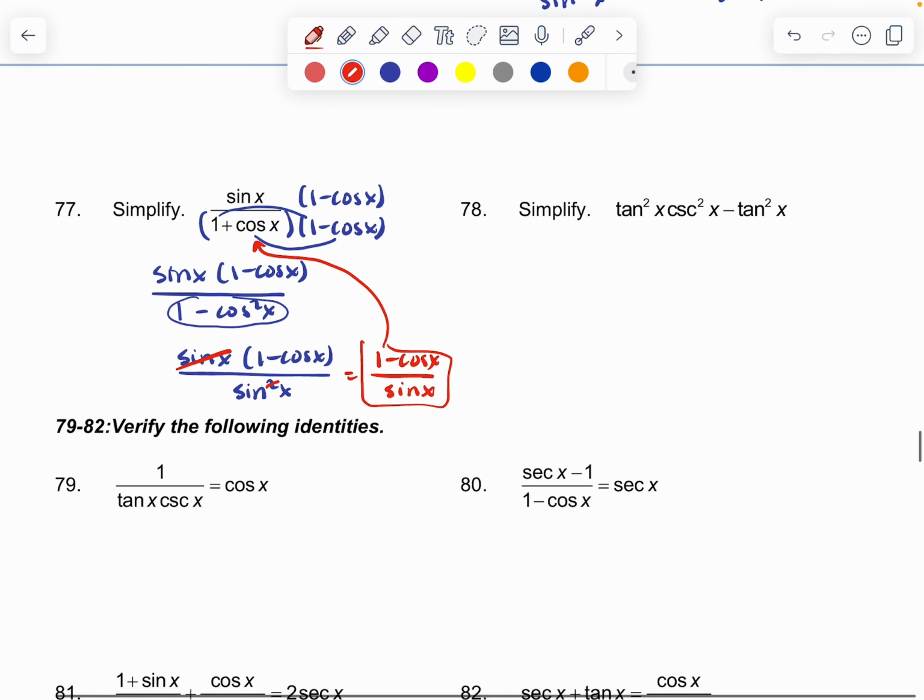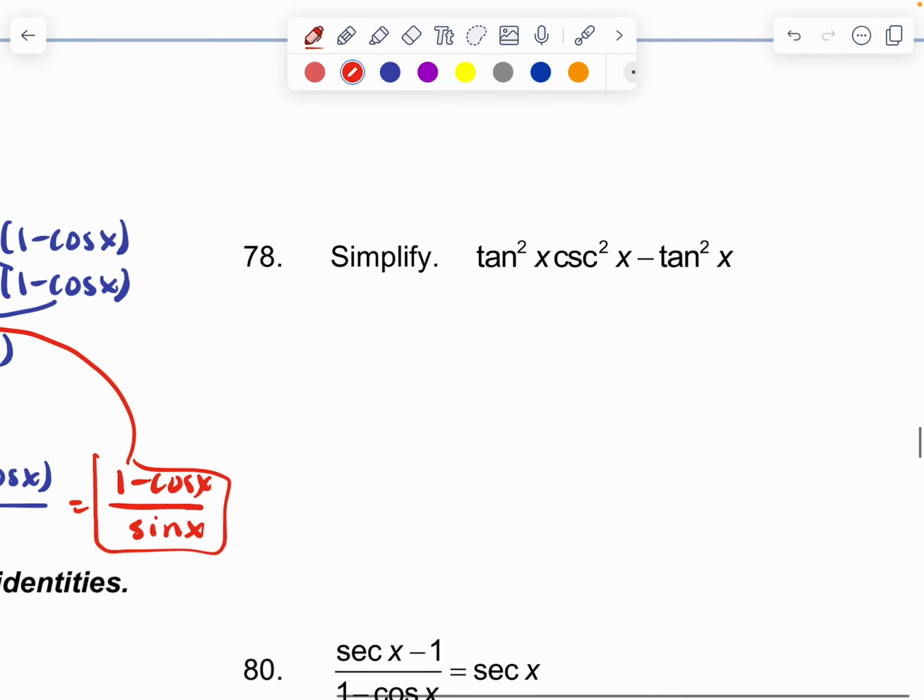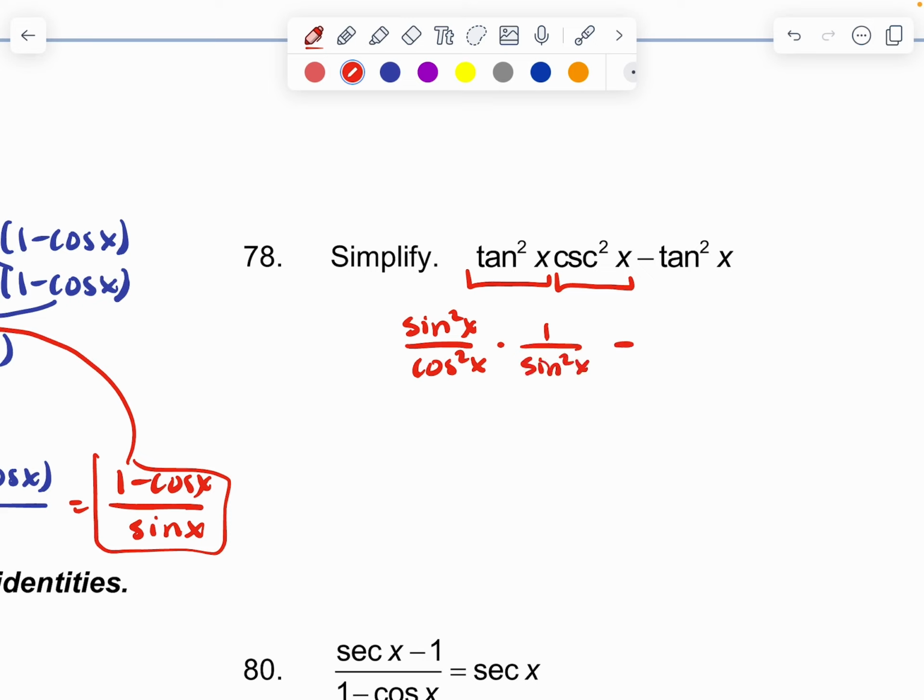Okay, so on this one, 2 ways to do it. You can change everything to sines and cosines or factor out a tangent squared. I think in class we factor out the tangent squared. So let me go ahead and change to sines and cosines in case you're wondering if you could do it that way too. So look, tangent squared is sine squared over cosine squared. And then cosecant squared is 1 over sine squared. And then this is minus tangent squared, which is sine squared over cosine squared.